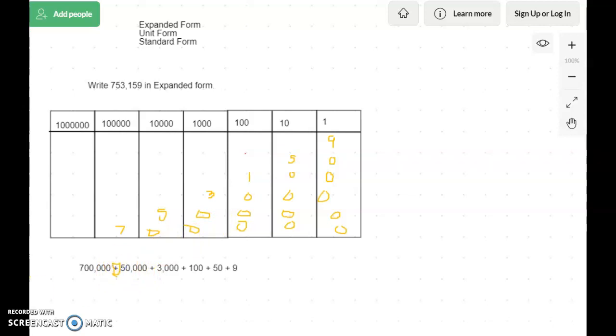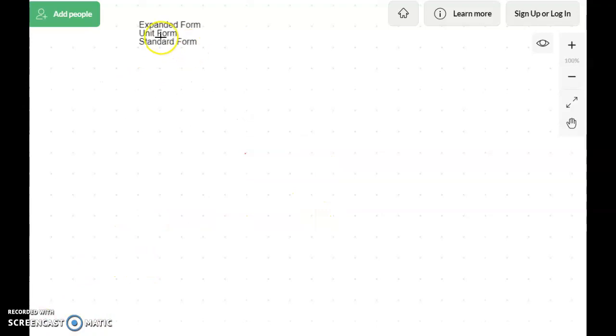Okay, next we'll talk about unit form. Let me just clear off our board. So we've finished talking about standard form. Now let's talk about unit form. We talked a little bit about standard form too, but let's say write 8,902 in unit form.